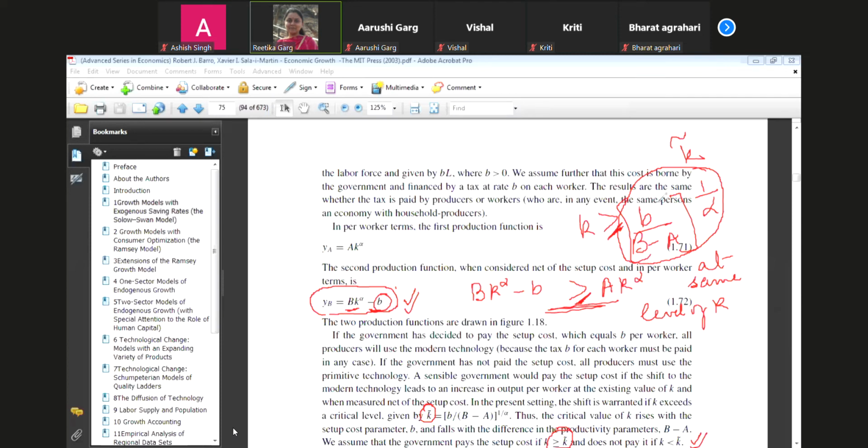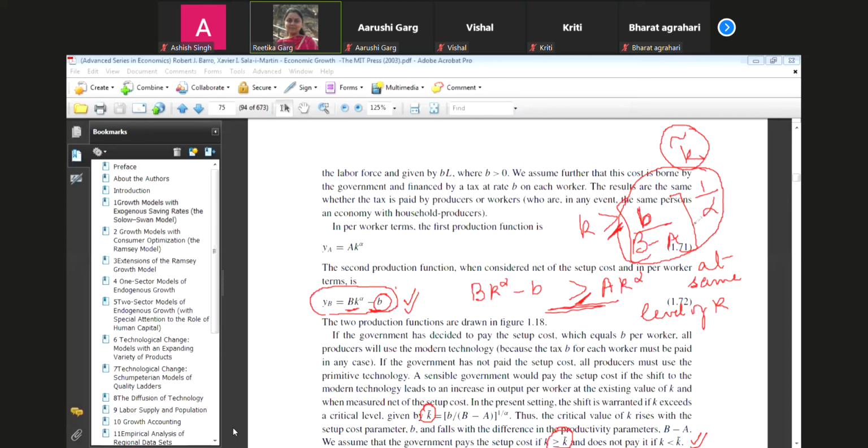So what affects this value of k tilde? The higher the value of k tilde, the more difficult it is to achieve, and so the less possible it is for the government to buy new technology. The higher the threshold level, the lower the possibility that the government will buy this new technology. The threshold depends on small b and the differential B minus A. Alpha is again a constant.